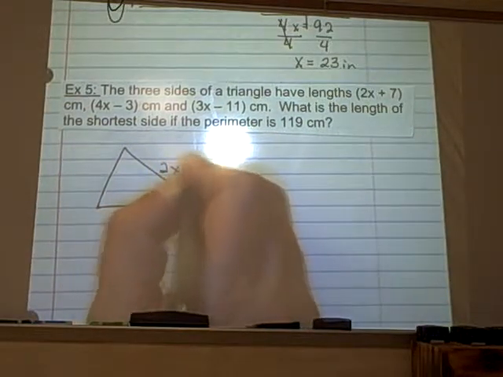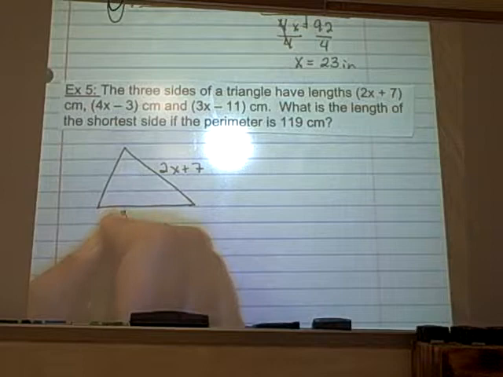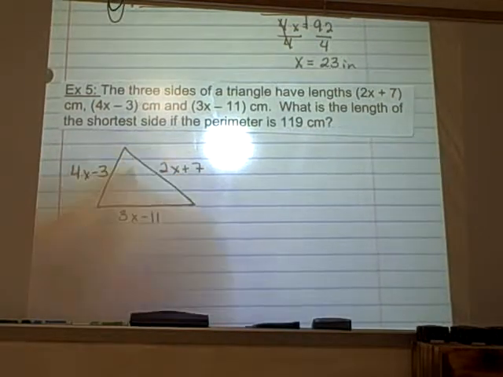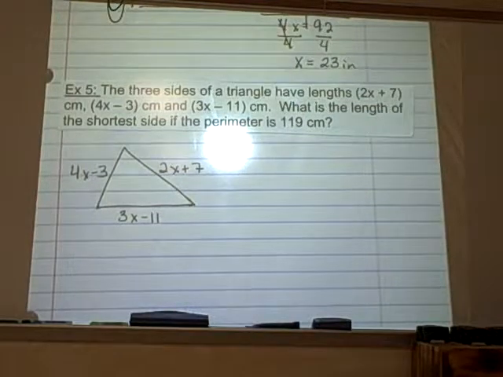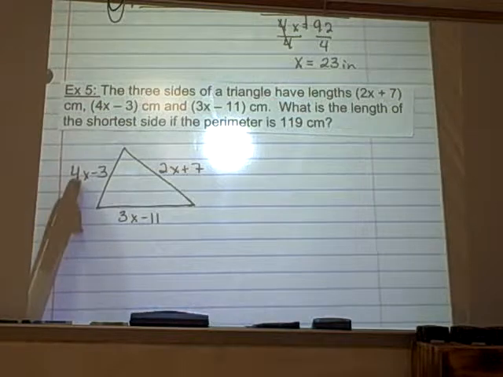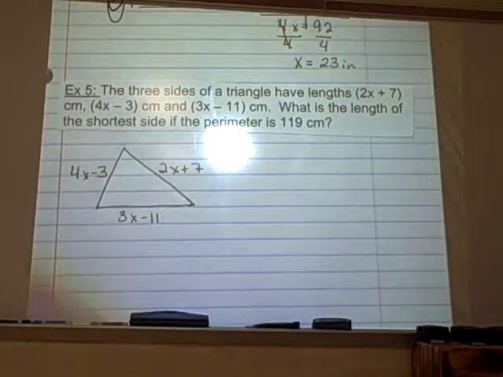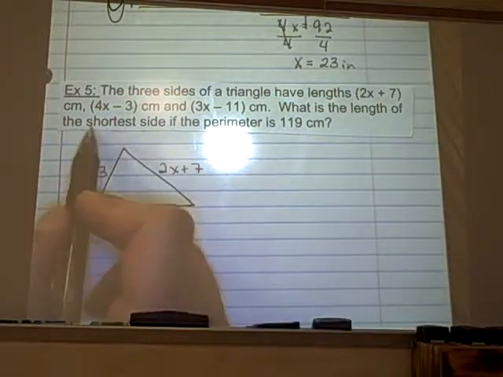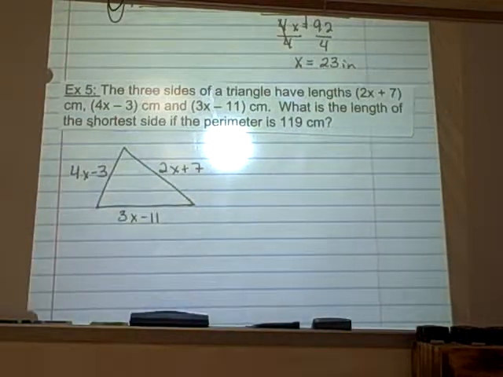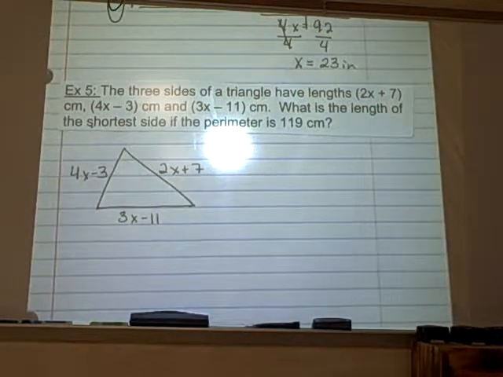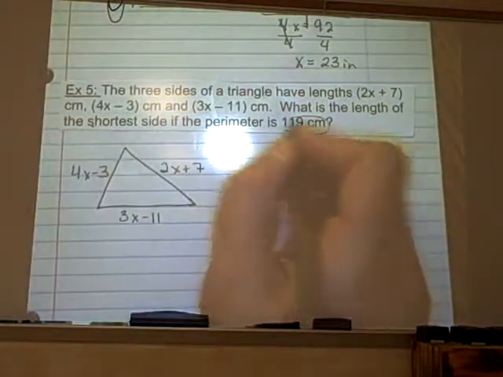So I'm going to do 2x plus 7 on one, 3x minus 11 on one, 4x minus 3 on one. I may have them in completely the wrong places, but that's okay. This may actually be the longest side, not the shortest side. So don't let the way you labeled it define which one's the shortest side. Okay, we're going to have to get x and plug it in to figure that out. So what am I going to do to figure out my equation here? I know perimeter is 119.